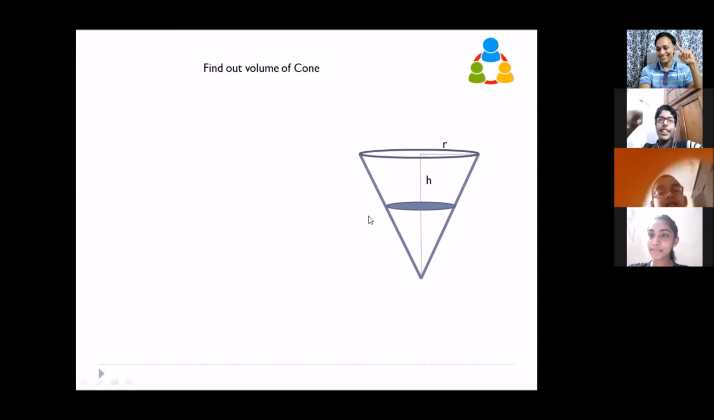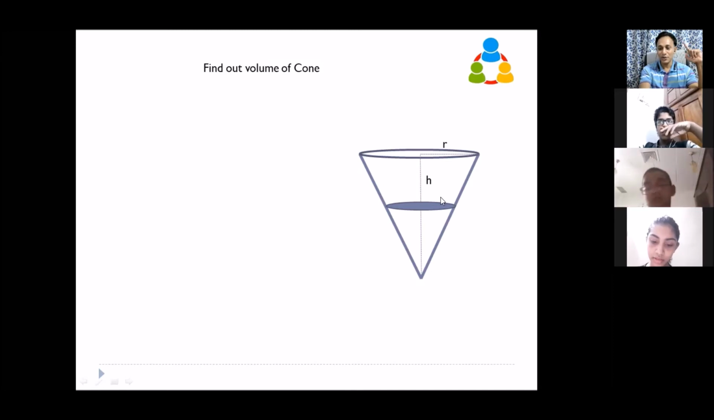Divide it into 3 pieces, first. Think about it. If 1 by 3 pi r square h is the volume, where will the average volume's place come? Which value of r should you take as the average value? Then only you will get this.